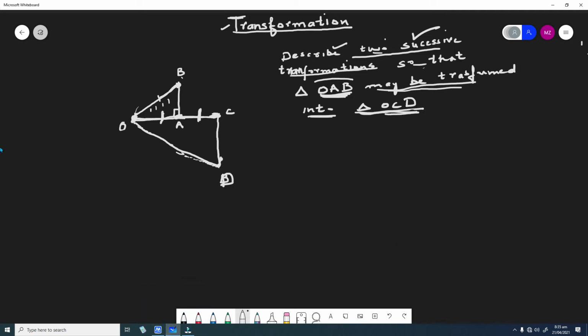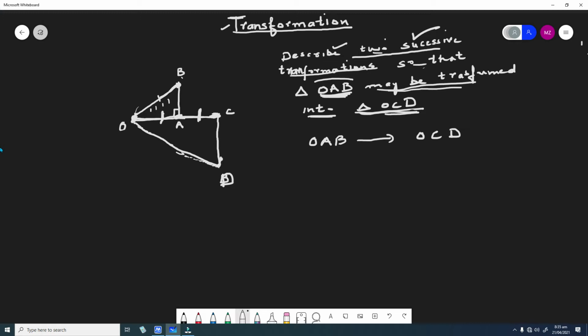In this question, we are asked to describe the two successive transformations so that OAB may be transformed into OCD. So OAB is transformed to OCD by two transformations. We are asked to find out those transformations which transformed OAB into OCD.